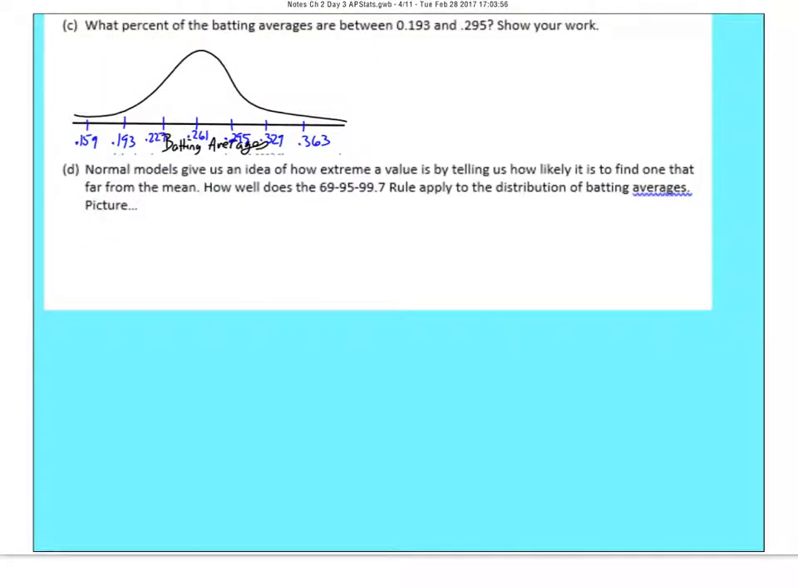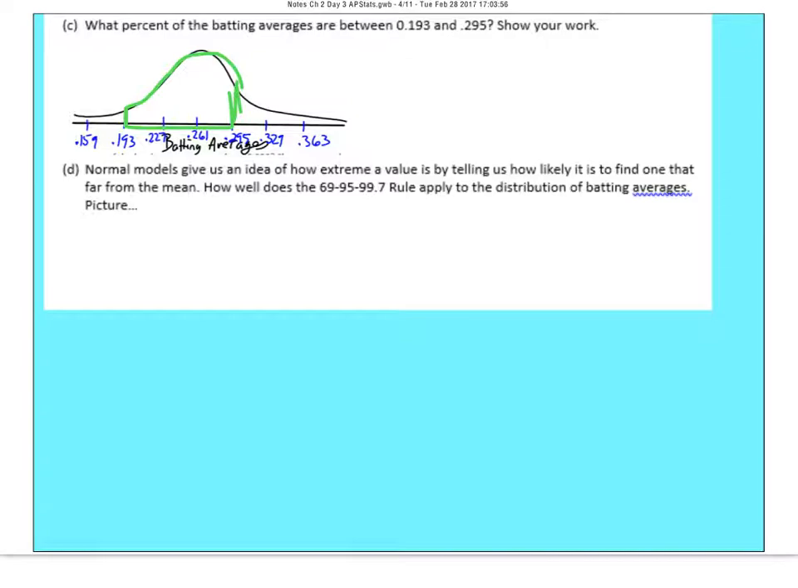Continuing on, let's look at this example. We're looking at the batting averages again. They want to know what percent, or probability, which would be the same thing, of the batters are between 0.193 and 0.295. So as I look at my curve, 0.193 is there, 0.295 is here. So they want to know this particular area.